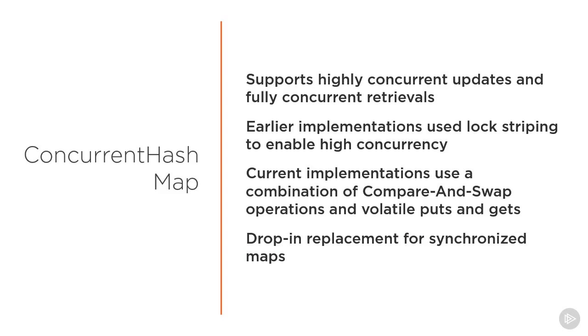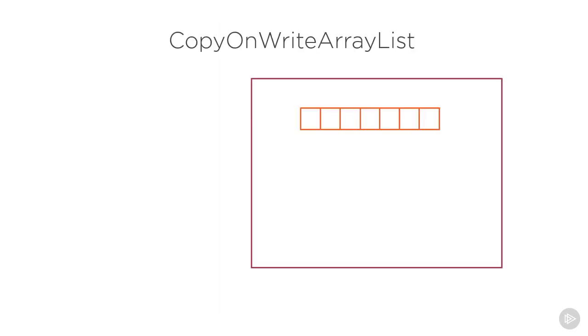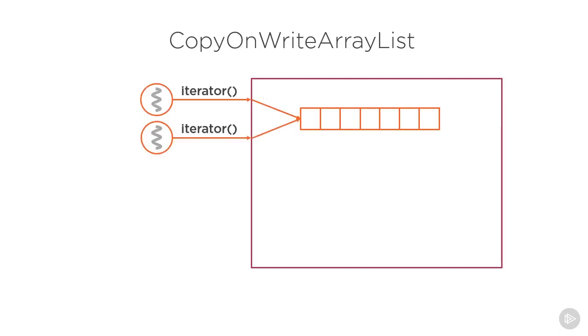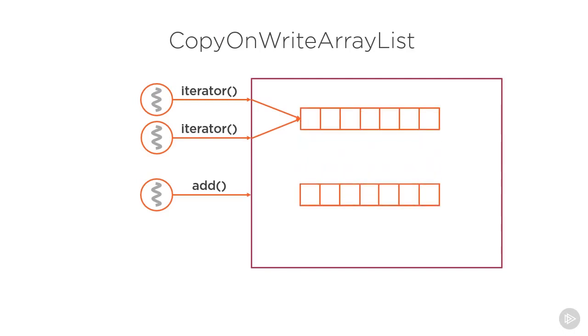The other commonly used member of the java.util.concurrent package is the CopyOnWriteArrayList. The CopyOnWriteArrayList ensures thread safety by creating a copy of the underlying array anytime a mutative operation like add, set, or remove takes place. This guarantees that for threads that are currently iterating through the array list, the array object they are iterating won't change out from under them.